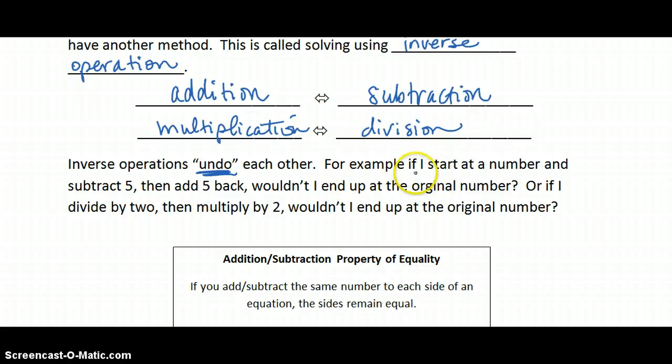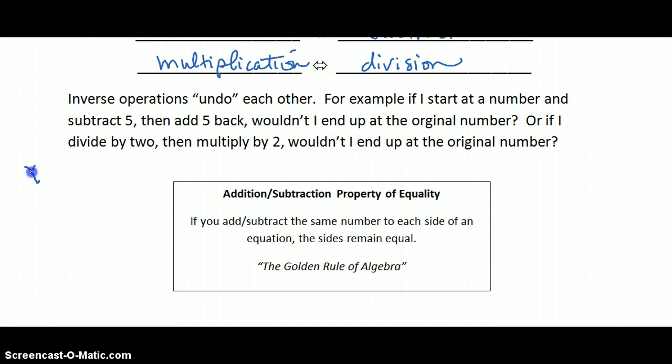So for example, if I start at a number and subtract 5, then add 5 back, wouldn't I end up with the original number? So let's make that number x. If I have x and I subtract 5 from x, but then I decide to add 5 back, the negative 5 plus 5 is going to turn out to be 0. So I'm right back where I started with x. Whenever you undo what's happening, you isolate your variable. You get your variable to be left alone.